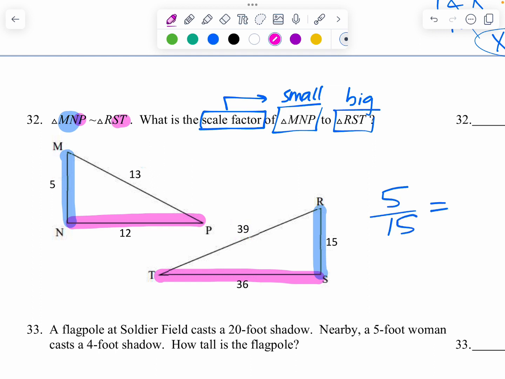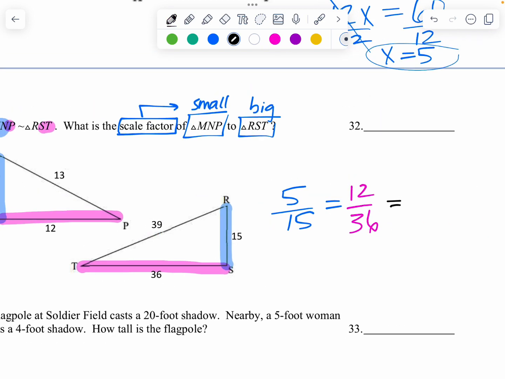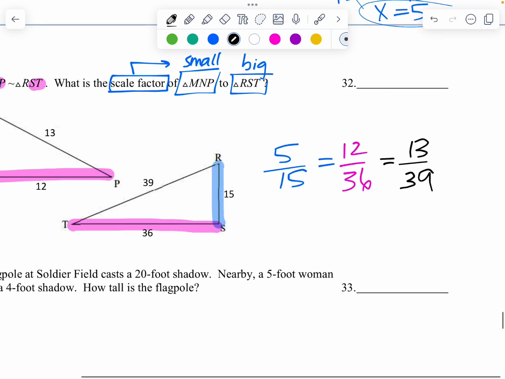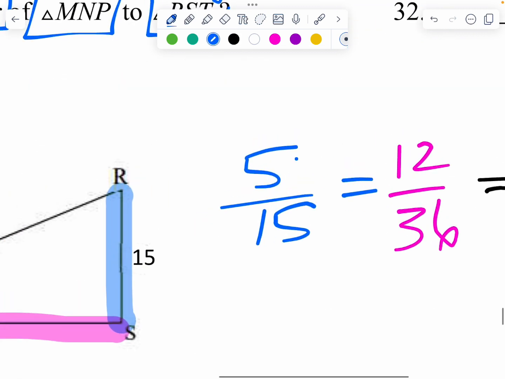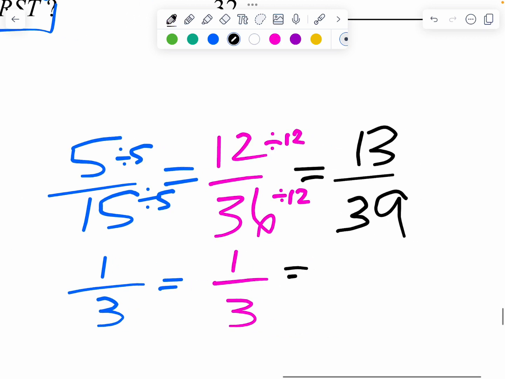I'm also going to do my pink sides. The small pink side is 12. The large pink side is 36. And my white sides, I'll do those in black actually. The sides that I didn't highlight, this one and this one, the small one is 13 and the large one is 39. And in your calculator, you can reduce all of those. So the top, this divides by 5 and this divides by 5, and that makes it 1 over 3. For your pink sides, you can actually divide the top and bottom both by 12, and that makes it 1 and 3 again. And for this last one, we can divide them both by 13.